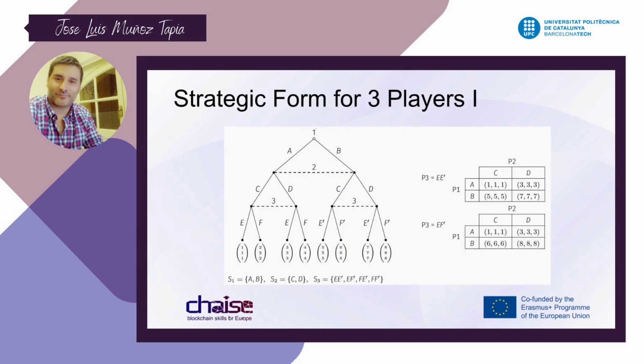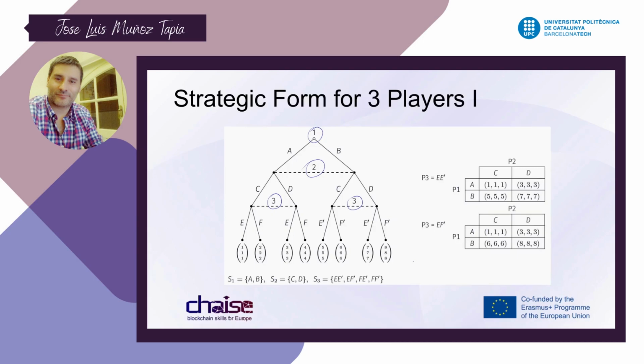In this case, I have different players, as you see here. Player one can play A or B, and then player two can play C or D, and then player three can play E or F. And then how do we represent this game in the strategic form? This is the question.